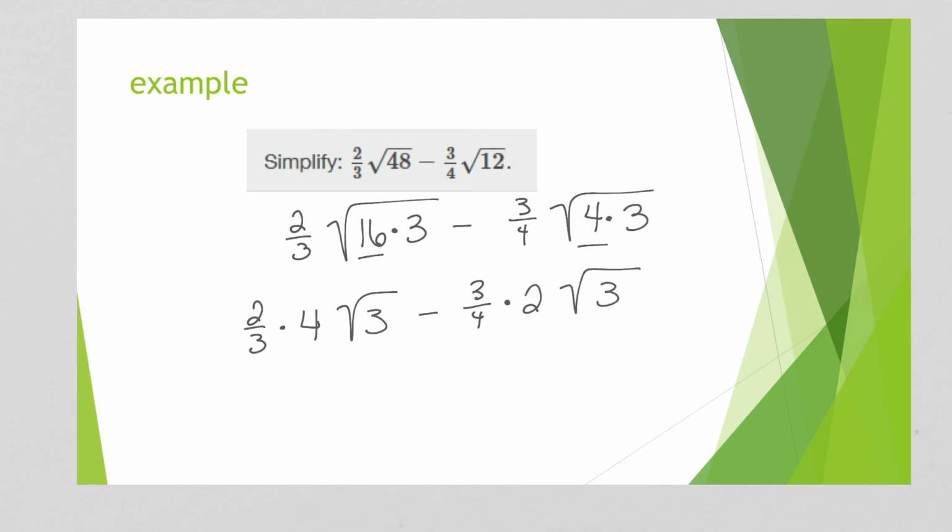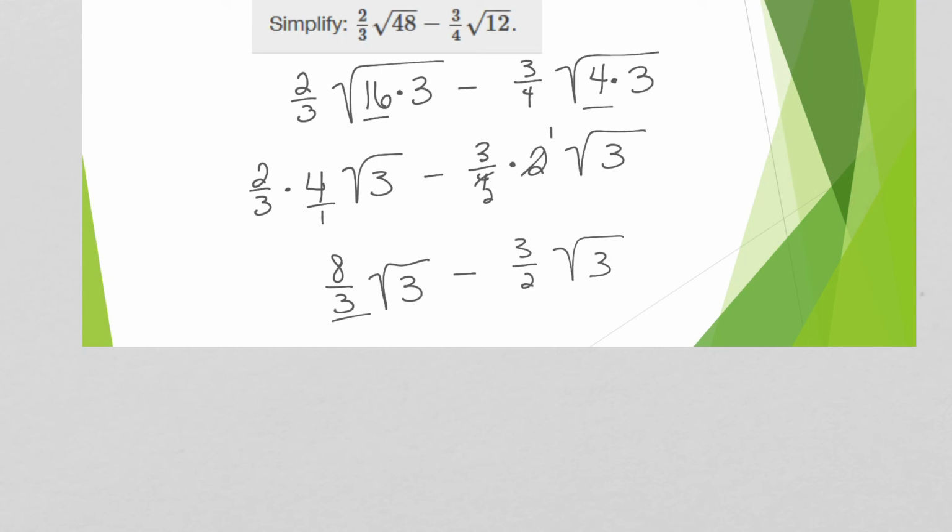And now I'm going to go ahead and multiply these. So 2/3 times 4. I can't reduce anything, so I just multiply straight across. Remember, 4 is the same thing as 4 over 1. So this would be 8 over 3 square roots of 3 minus, and I can reduce that, so that would be 3 over 2 square roots of 3.